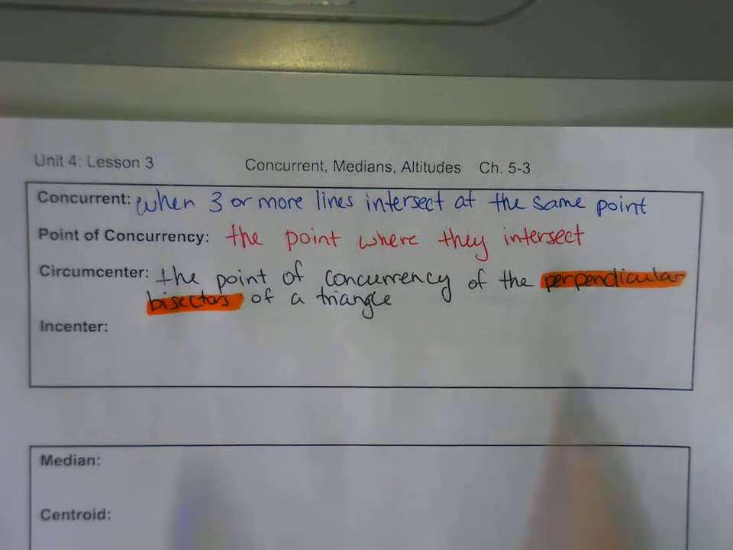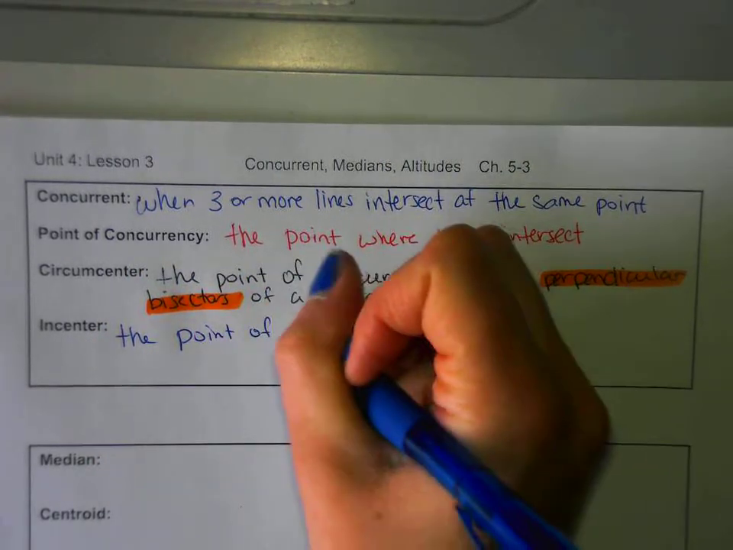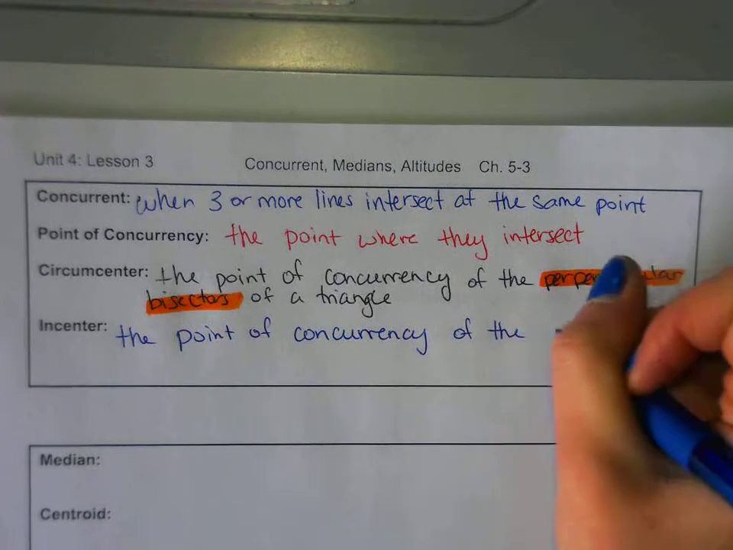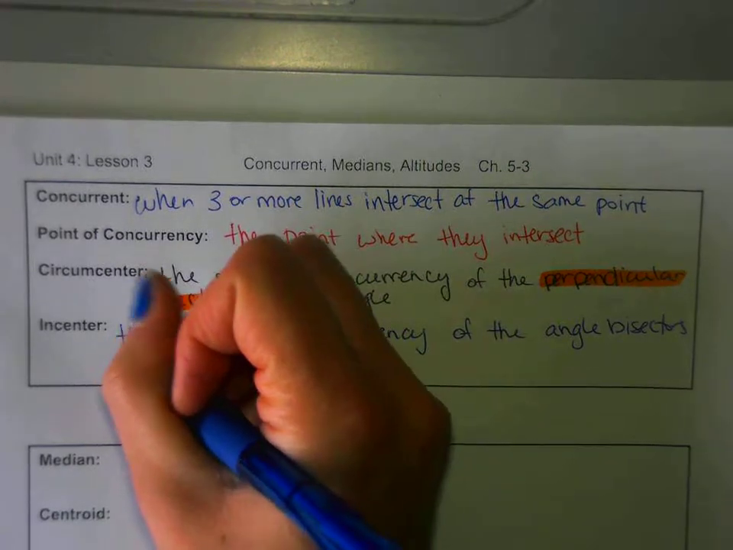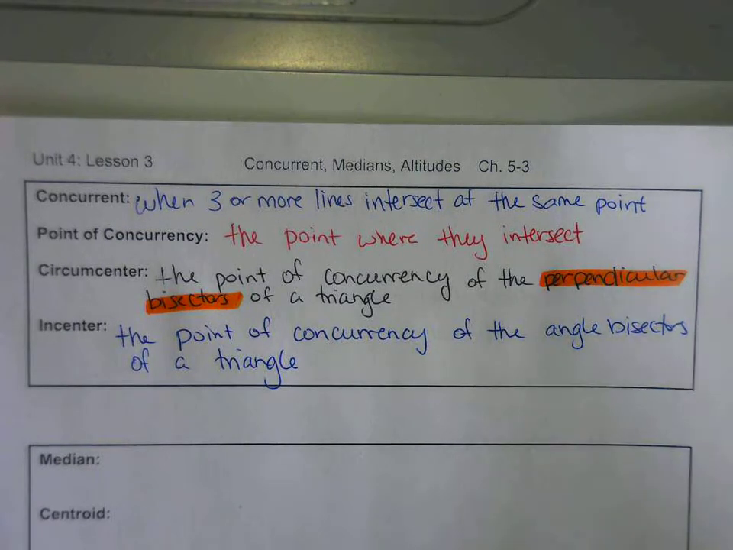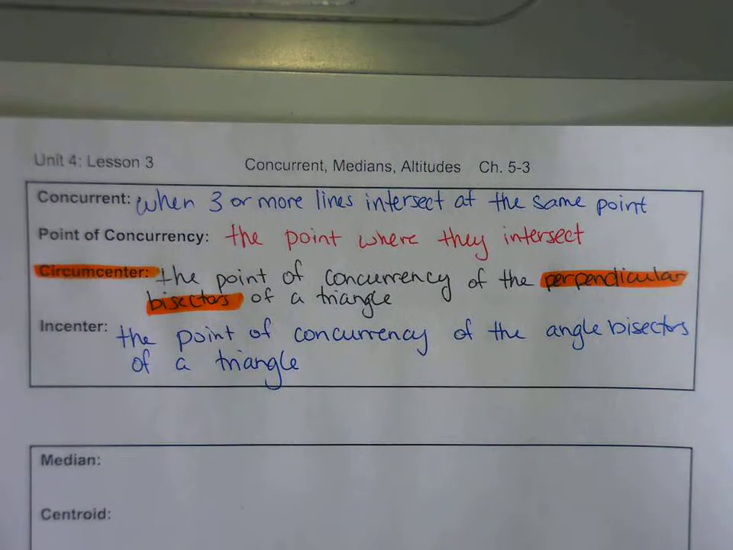So the incenter is the point of concurrency of the angle bisectors of a triangle. So again, just like with the other one, my three perpendicular bisectors meet at the point that's called the circumcenter. When I have my triangle and my three angle bisectors, they all meet at one point, which is called the incenter.